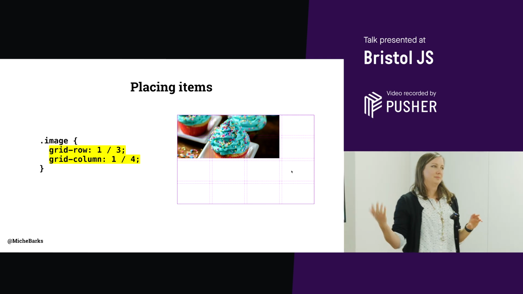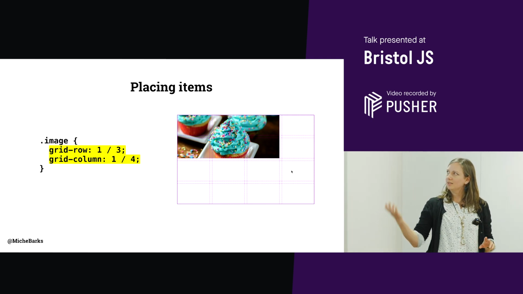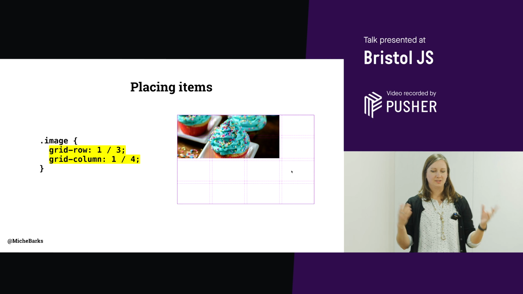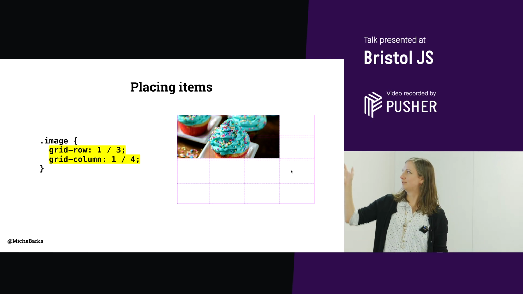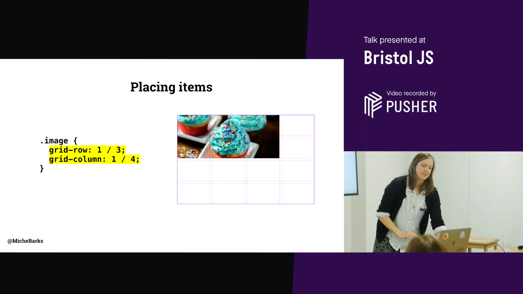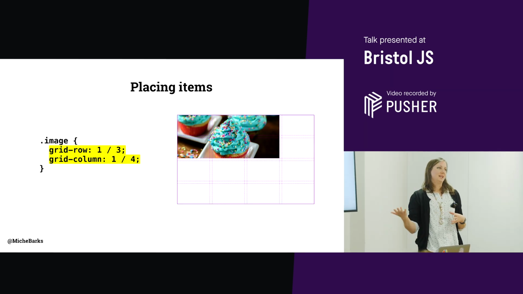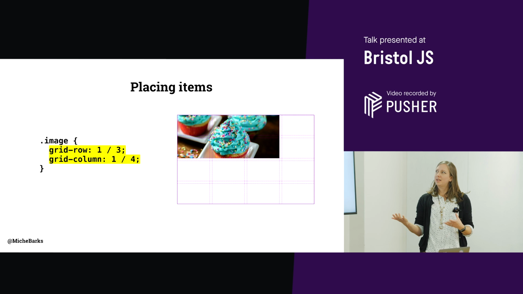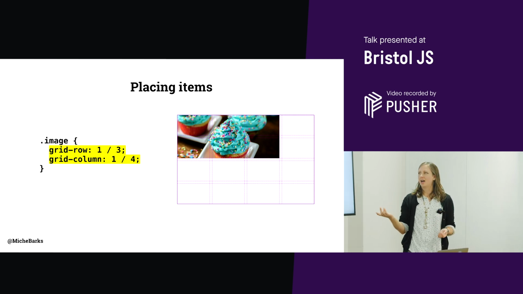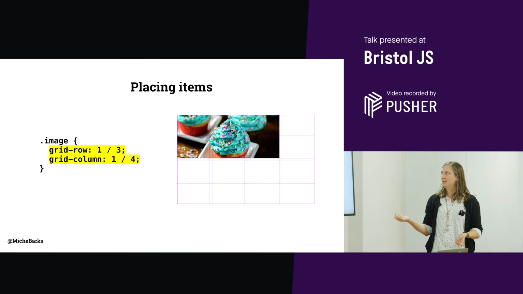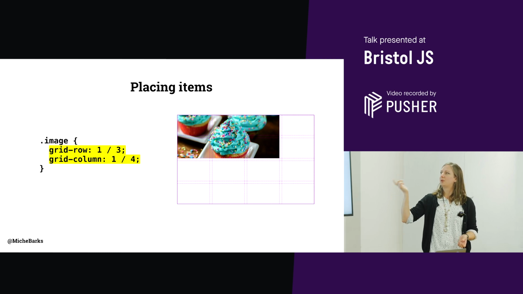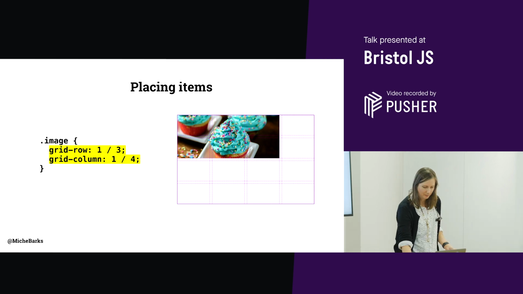So now we need to place some items on our grid. We want to place this image in the top left-hand quadrant of our grid, so up against the first grid line. There are a number of different ways we can place this item on our grid. The first way is to use a start line and an end line number. We're doing that using the grid-row and the grid-column properties, giving them both a start line and an end line.